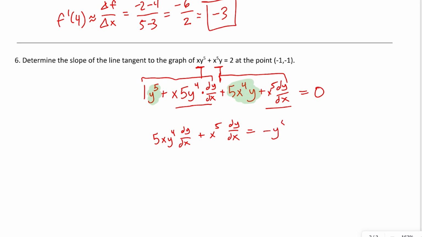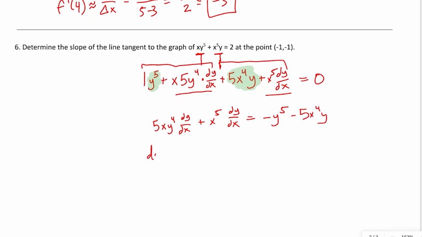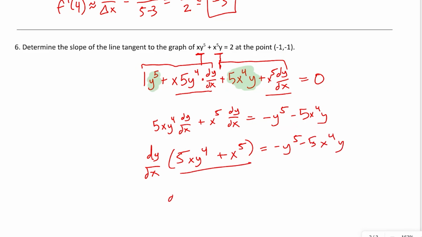So negative y to the 5th minus 5x to the 4th, 5 times x to the 4th times y. And then to isolate the dy/dx, we're going to factor that out as a GCF, leaving me with 5x y to the 4th plus x to the 5th. And then to finally get my answer here, I'm going to divide both sides by all that stuff in parentheses.